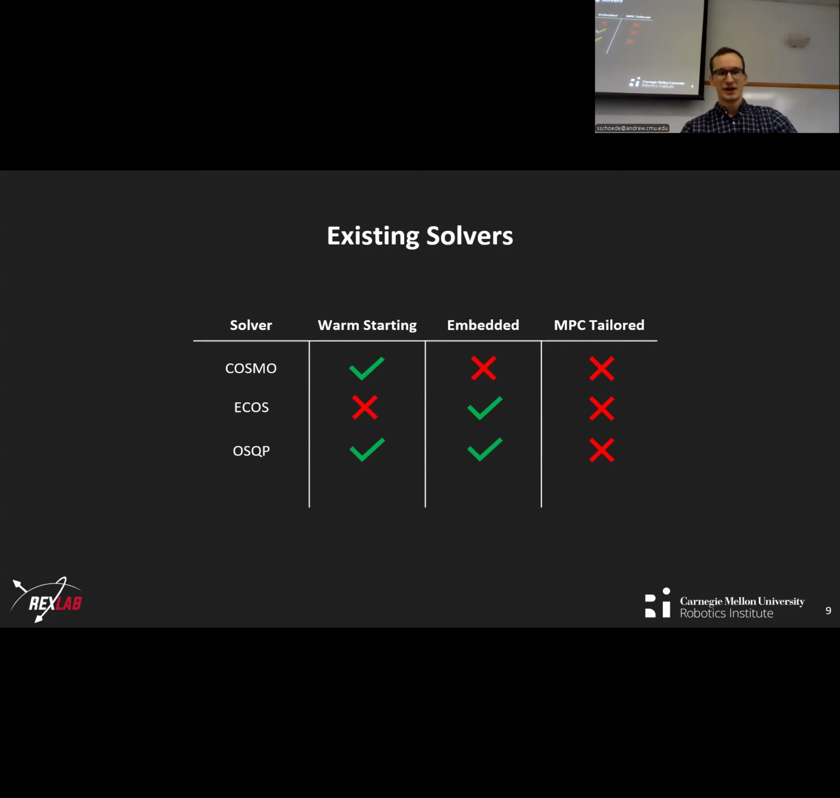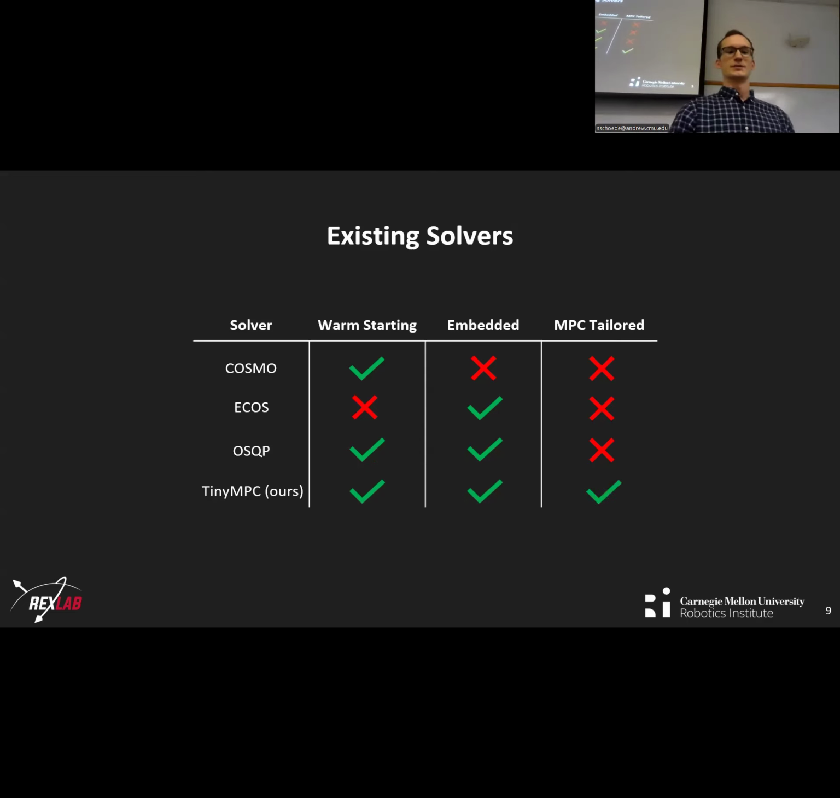But the commonality between these and most of the other ones on the other page is that they're not tailored for model predictive control. They're built so that you can solve generic problems. You can put whatever you want in there. And that makes them a little bit more bulky than we want. Too bulky to fit the kinds of problems we want on these tiny microcontrollers.